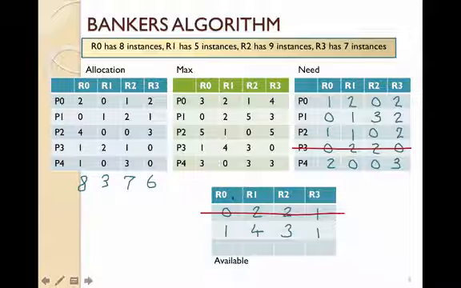You can start just with the 1, and you can see that that's good for P0, P1, and P2. The 4 is good for P0, P1, and P2. And the 3 is also good for P0, P1, and P2. However, for resource 3, there's only 1 available, and the need for all the 4 remaining processes is greater than 1, which means that this is not a safe state.